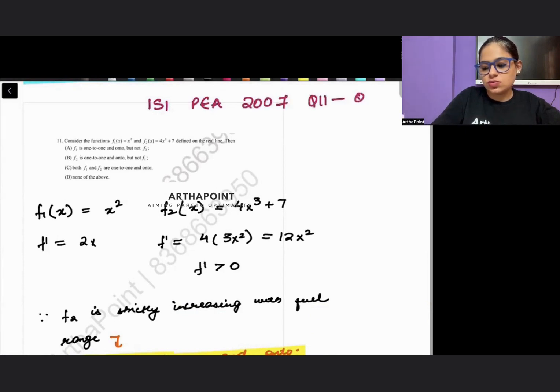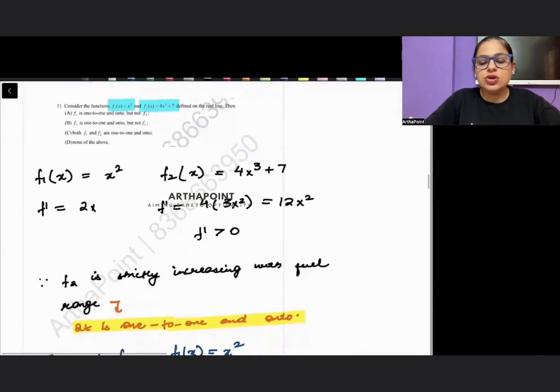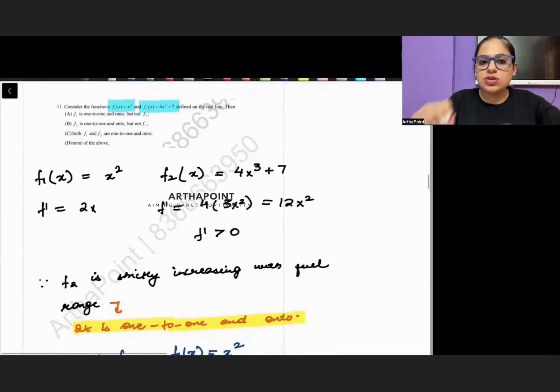Today we are going to take ISI PEA 2007, questions 11 to 15. Let's read out the question. It says, consider the function, you're given the functions x square and 4x cube plus 7. Then is it 1-to-1 or not, and so on. This is a very, very simple question. Let's start with the first one only. We're given f(x) is x square.